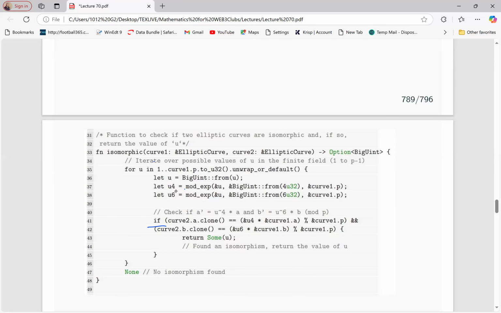Now it comes to the second curve. What is happening here is now just comparison. It's just comparing the left side and the right side. That's what I've written here.